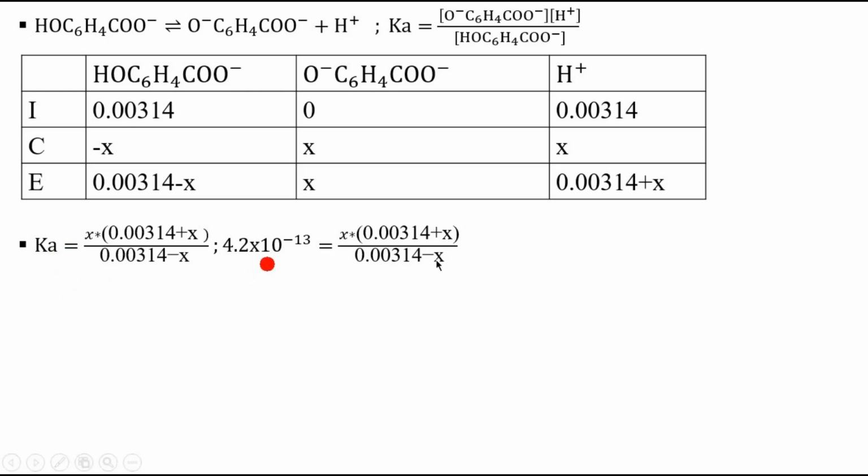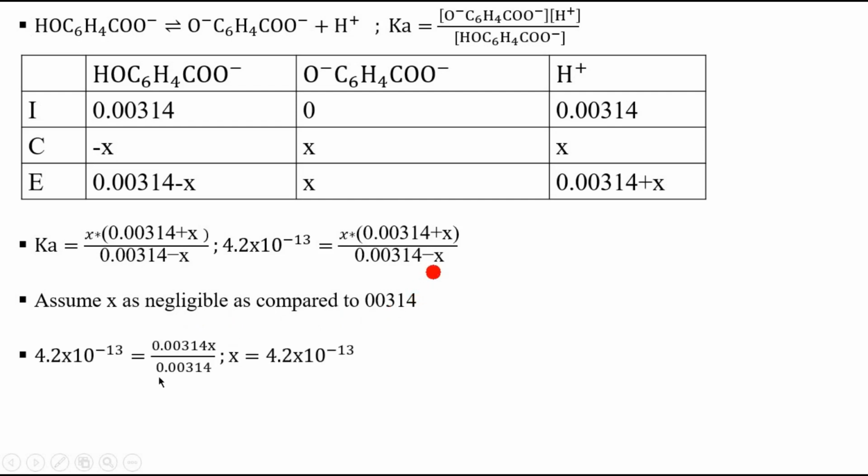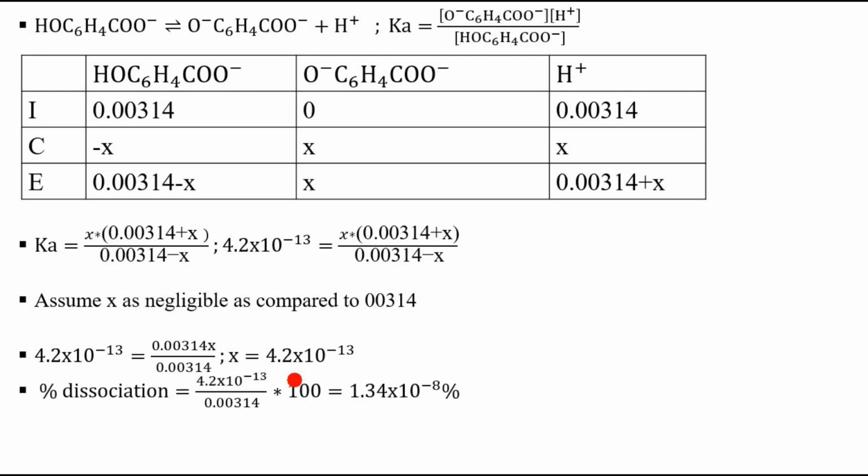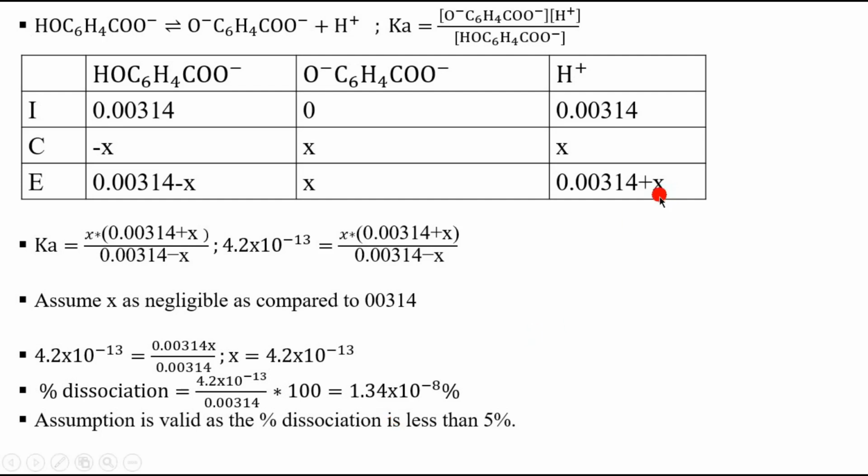Then you can make this one negligible. If you make this one negligible, this one is equal to X, because this one will be cancelled. The X will be equal to 4.2 times 10 power negative 13. Then we check whether the percentage dissociation is less than 5%. Yes, the percent dissociation is 1.34 times 10 power negative 8, which is less than 5%. Here, the assumption is valid. That means the X dissociated from the second dissociation, from the hydroxide of the acid, will be equal to this value.